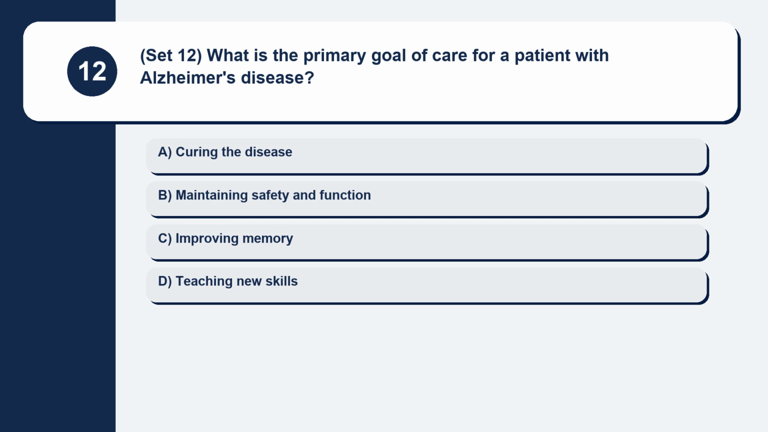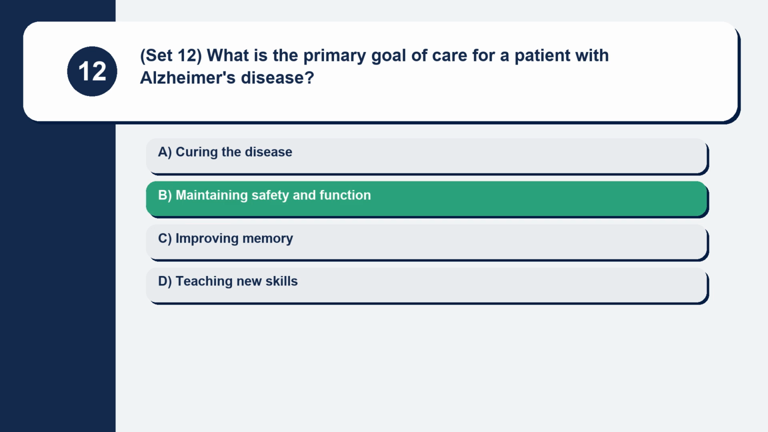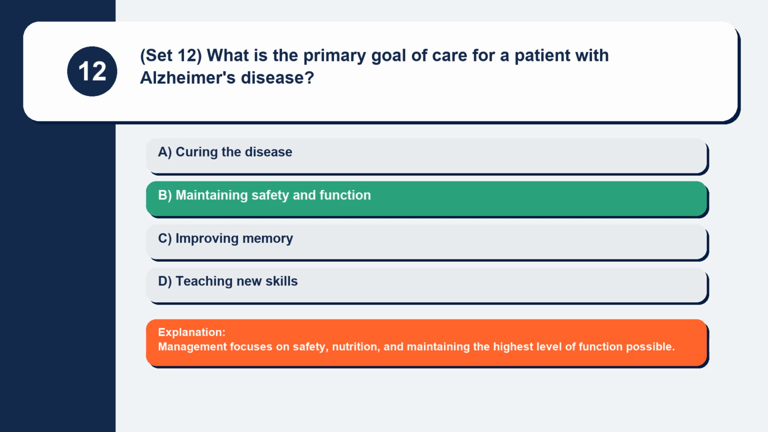Question 12. Set 12. What is the primary goal of care for a patient with Alzheimer's disease? Curing the disease, maintaining safety and function, improving memory, teaching new skills. Management focuses on safety, nutrition, and maintaining the highest level of function possible.